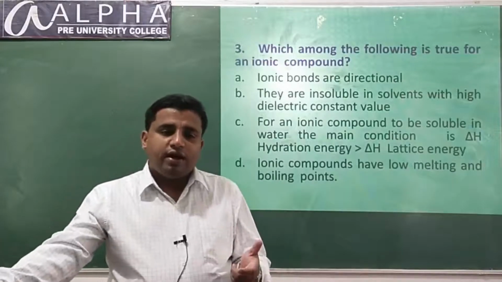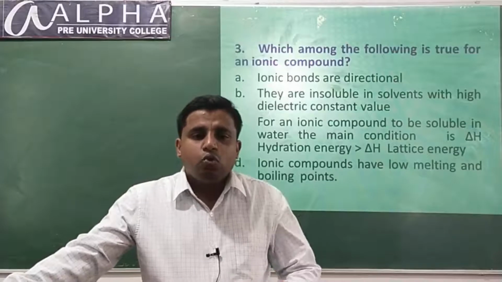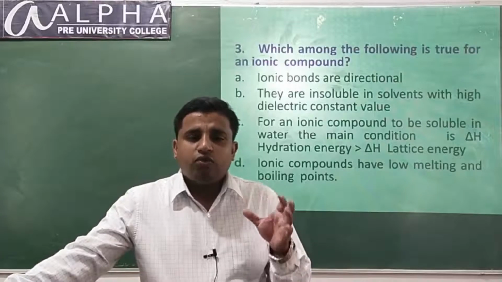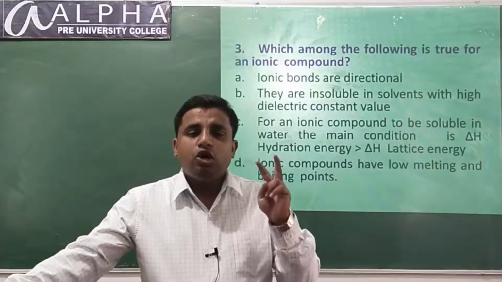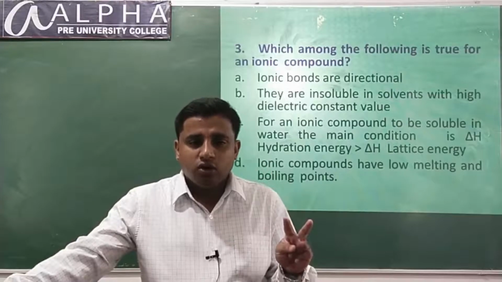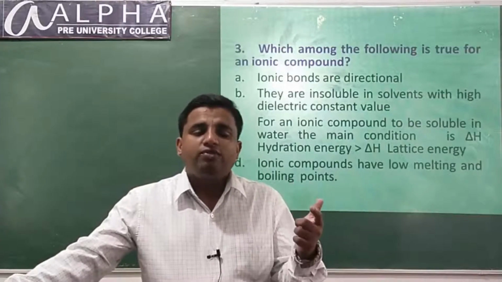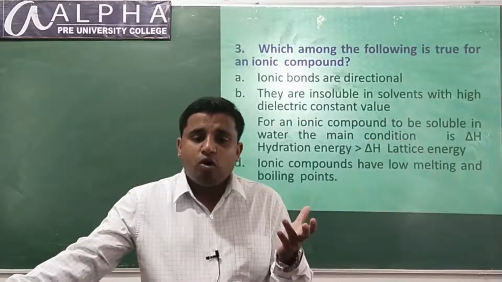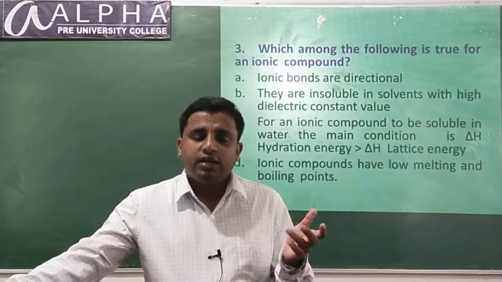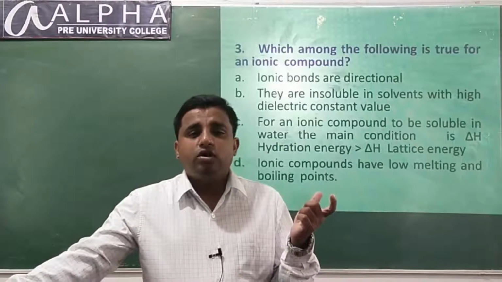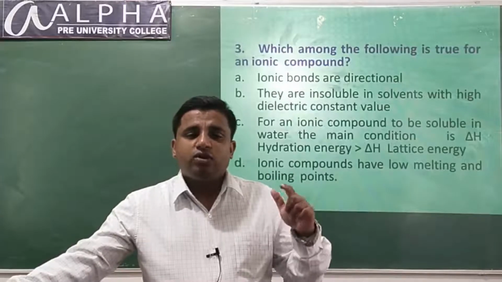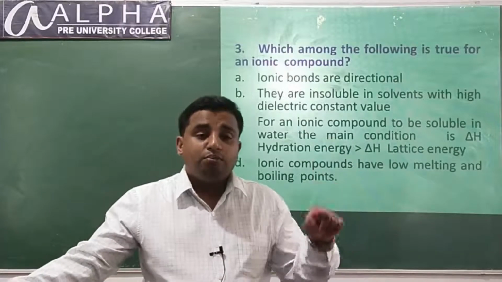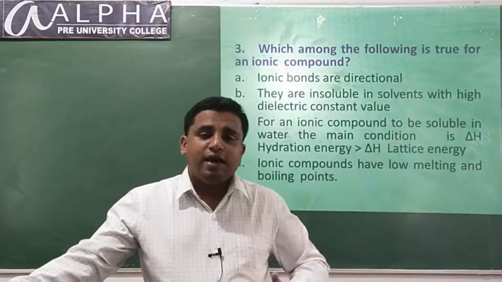How did we define ionic bond? Hope you have watched my previous videos. Ionic bond is an electrostatic force of attraction that exists between two oppositely charged ions, formed due to the complete transfer of electrons from one atom to the other atom. Compounds which involve ionic bonds are ionic compounds.